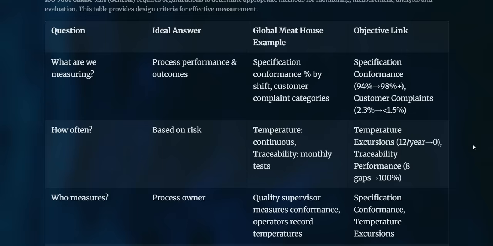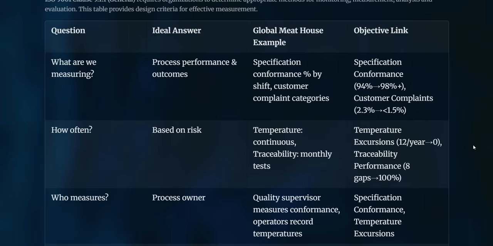Second question, how often should we measure? Ideal answer, we should measure based on risk. In our example in Global Meat House, the measurement of temperature is continuous and the measurement of traceability is monthly test drills. The objective linked to this frequency includes temperature excursion elimination and traceability performance improvement.